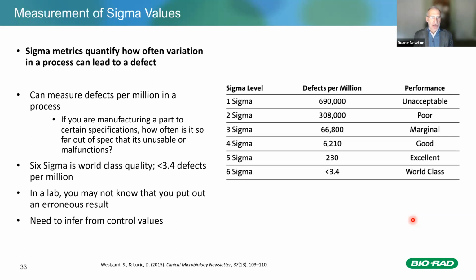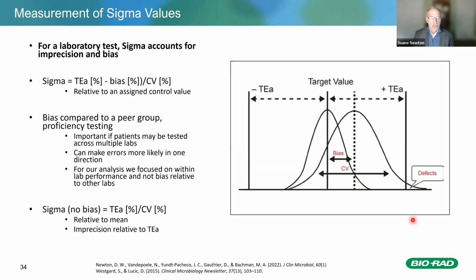In a lab, though, you may not know that you put out an erroneous result from a patient sample. And so we need to infer this from our control values and monitor error rates in controls. For a laboratory test, sigma accounts for imprecision and bias, and you calculate the sigma value by using the total allowable error expressed as a percent minus any bias in your assay divided by the coefficient of variation expressed as a percent. And so the TEA and CV and bias are all relative to an assigned control value.